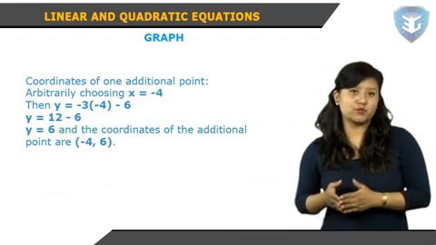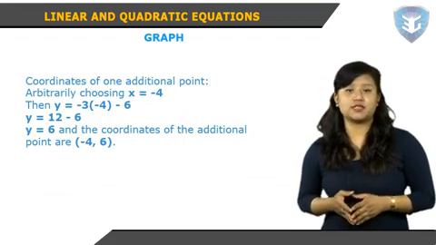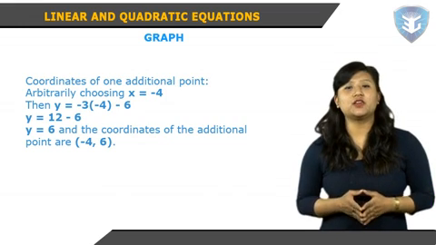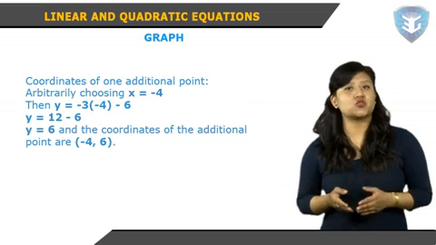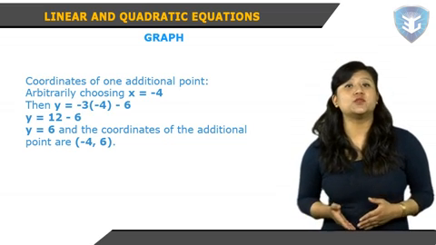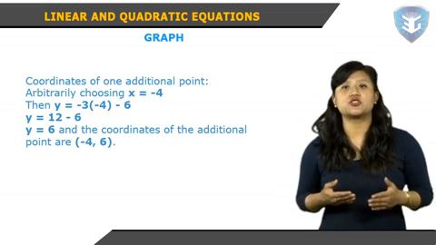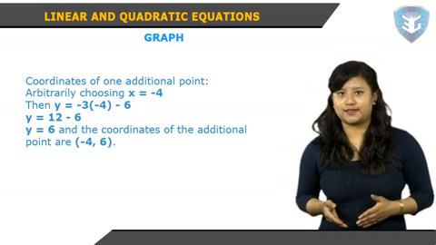Coordinates of one additional point, arbitrarily choosing x equals minus 4. Then y equals minus 3 times minus 4 minus 6. y equals 12 minus 6. y is equal to 6 and the coordinates of the additional point are (minus 4, 6).